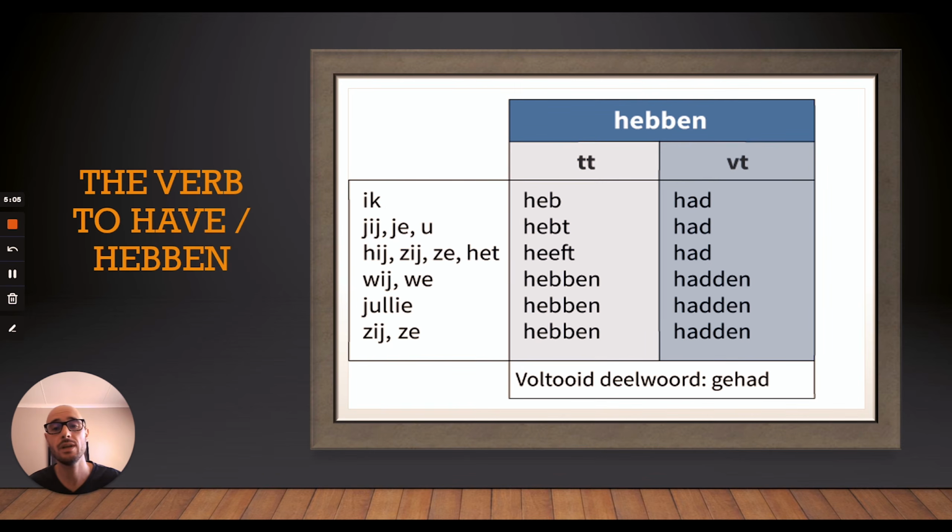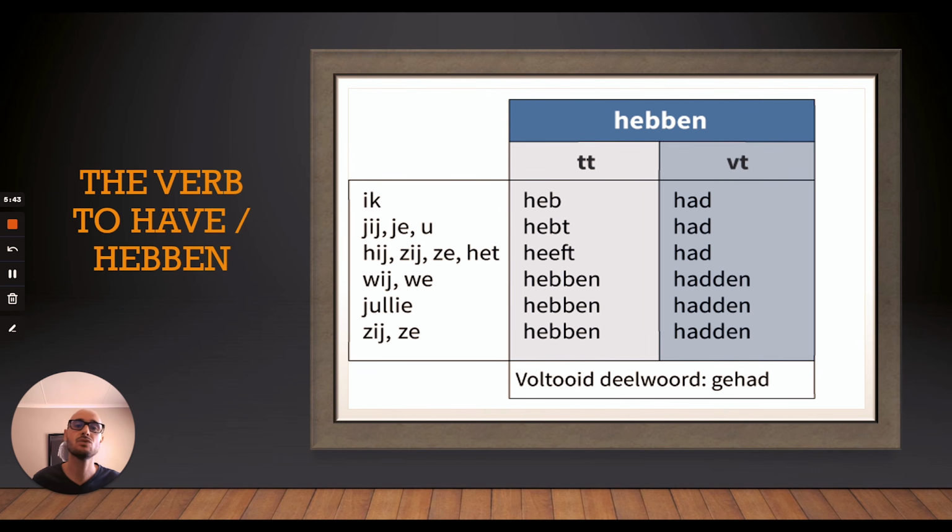Okay? So again, what I will do is I will read them aloud so you can get familiar with the pronunciation. Ik heb, which is I have. Jij, je, u hebt. That would be you have. Again, jij and je would be informal. U would be formal. Then you have hij, zij, ze, het heeft. Be careful of that one. Many people who are studying Dutch make mistakes with that one because many people say hebt. Okay, so heeft. And I want that double E to be long. Since it's a diphthong, you want to say heeft.